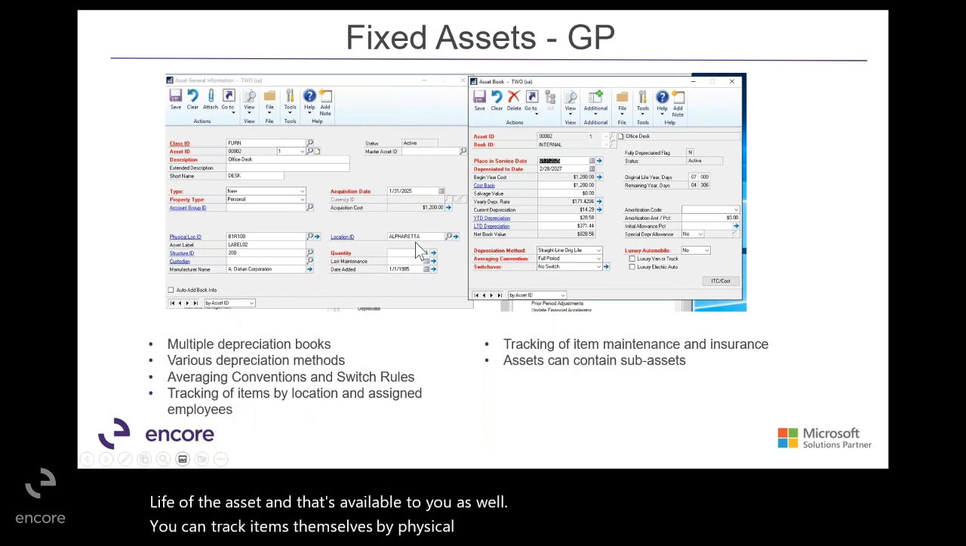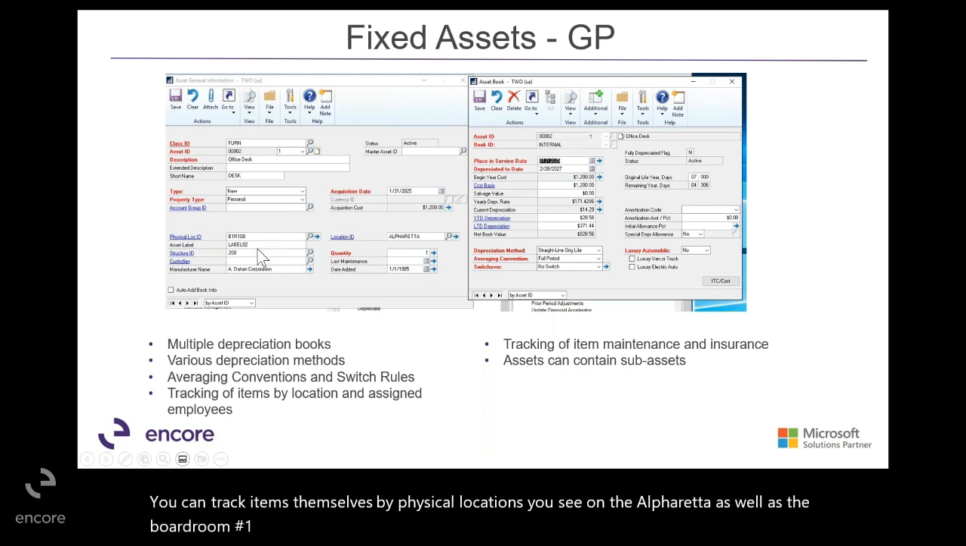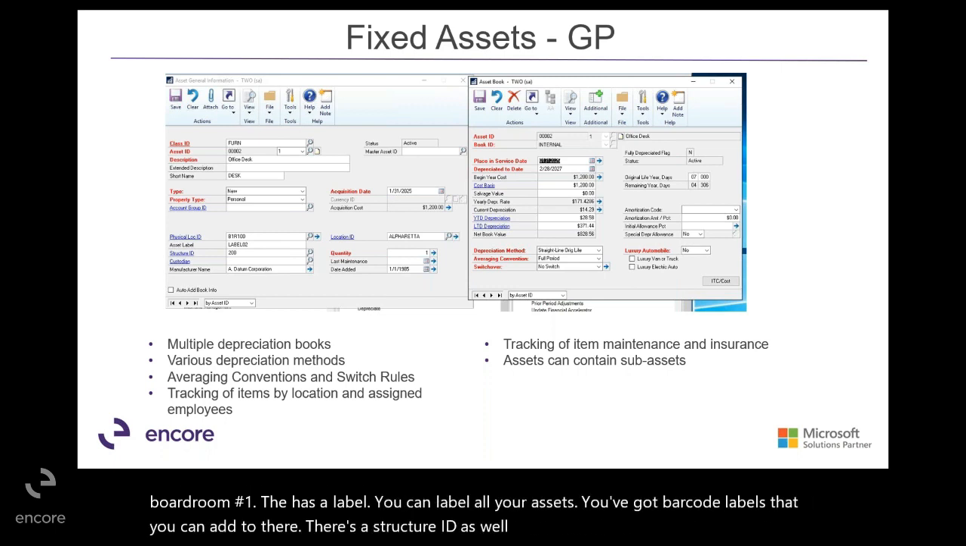You can track items themselves by physical locations. You see Alpharetta as well as boardroom number 1. You can label all your assets, so you've got barcode labels that you can add there. There's a structure ID as well, which tells you what department or division they're in.